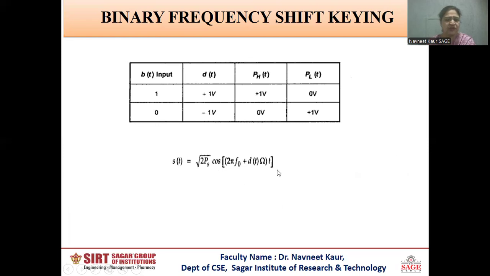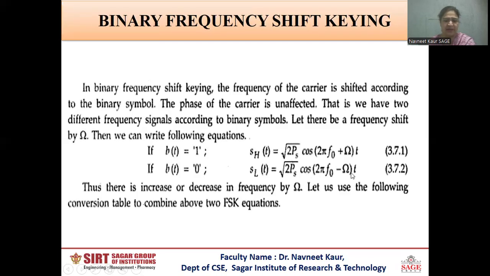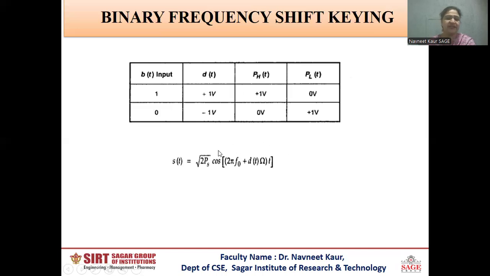So the general equation for the BFSK signal is root 2P cos of 2 pi f naught plus omega, and with omega I have dT. When message is 1, this will be plus, so the frequency will be increased by omega. But when message is 0, dT will be minus. So I'll have 2 pi f naught minus omega t. So this represents the general equation of the BFSK signal.